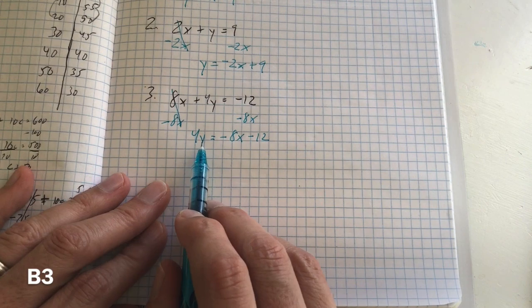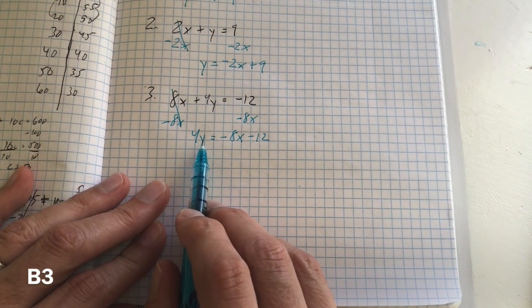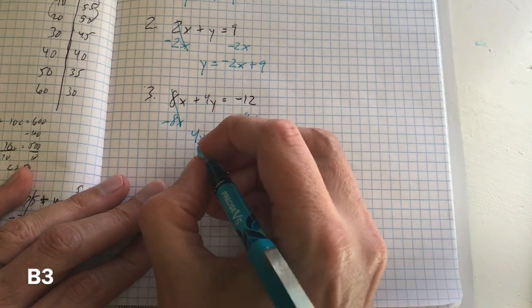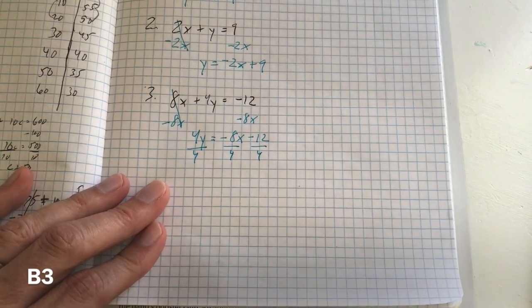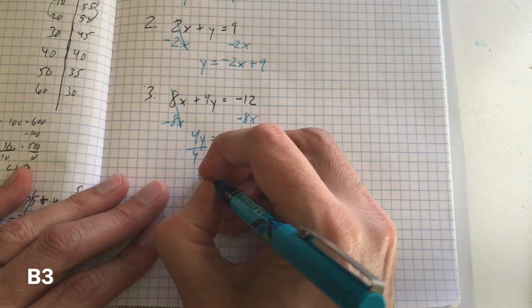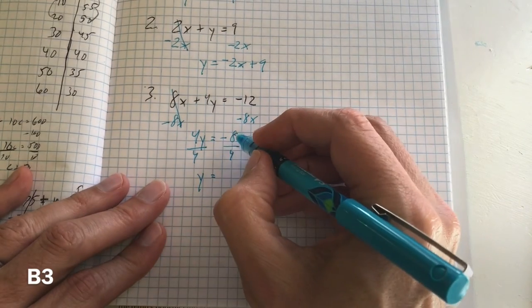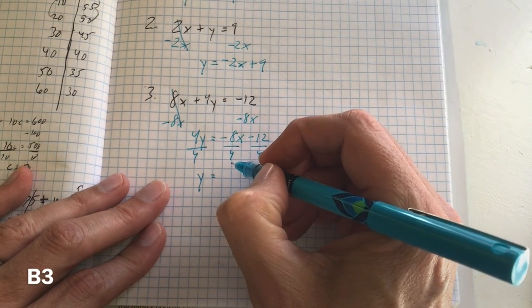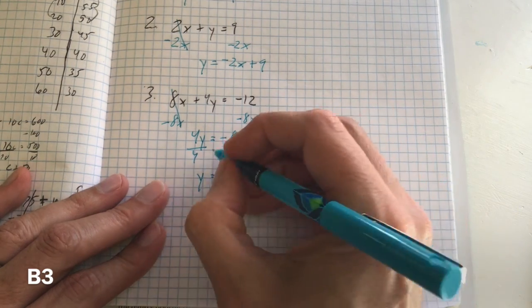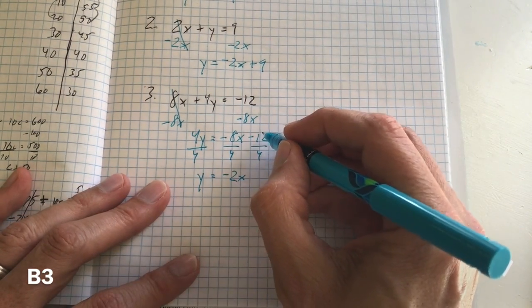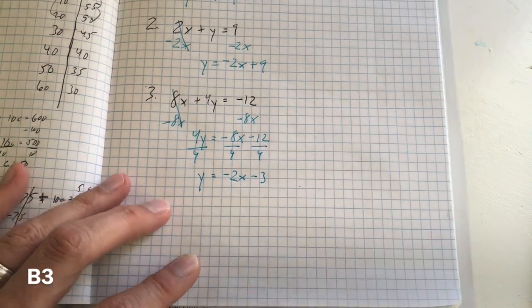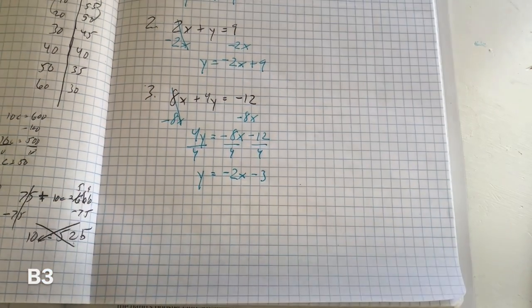Now we have to get that y by itself without a number other than 1 in front of it. So we're going to divide by 4 here, divide by 4 here, and divide by 4 here. So 4 divided by 4 is going to be a plain old 1y. Negative 8 divided by 4 in that case would give us a negative 2x, and then negative 12 divided by 4 is going to be a negative 3, and that is going to be the answer for that one. All right, I hope those weren't too bad.